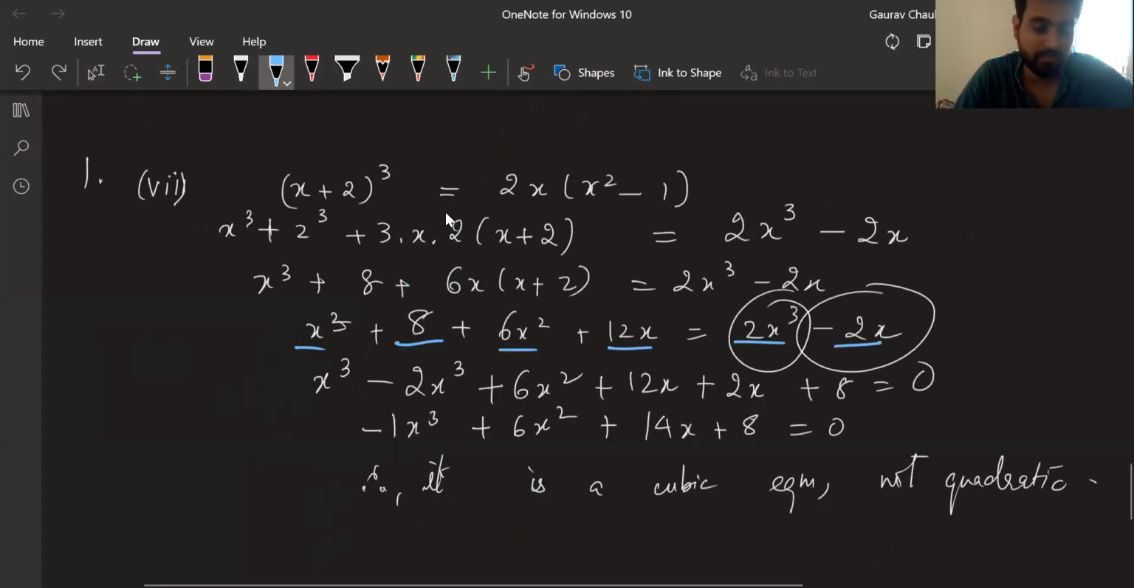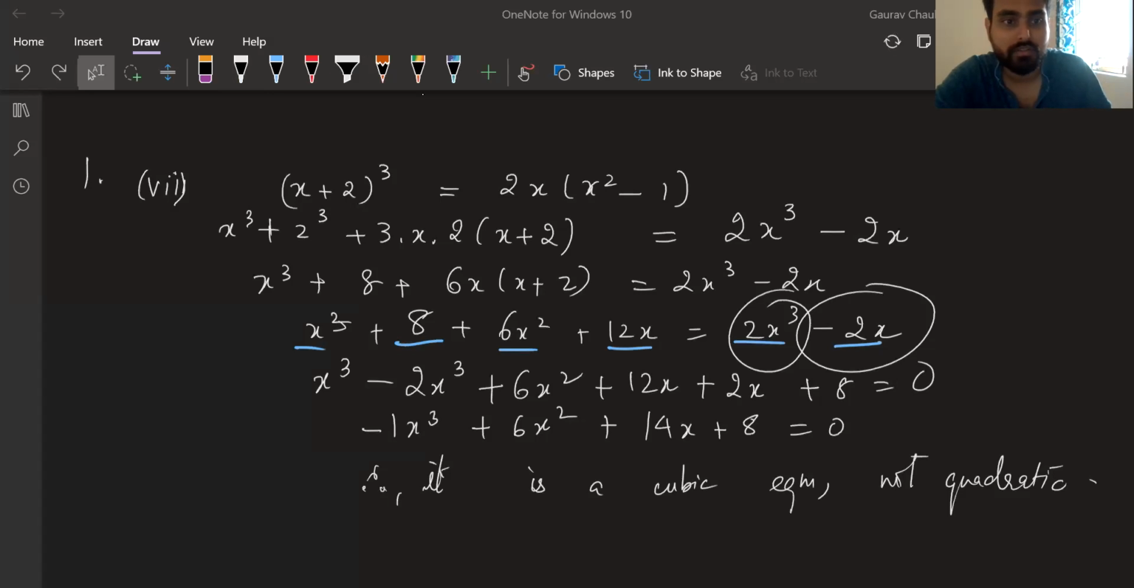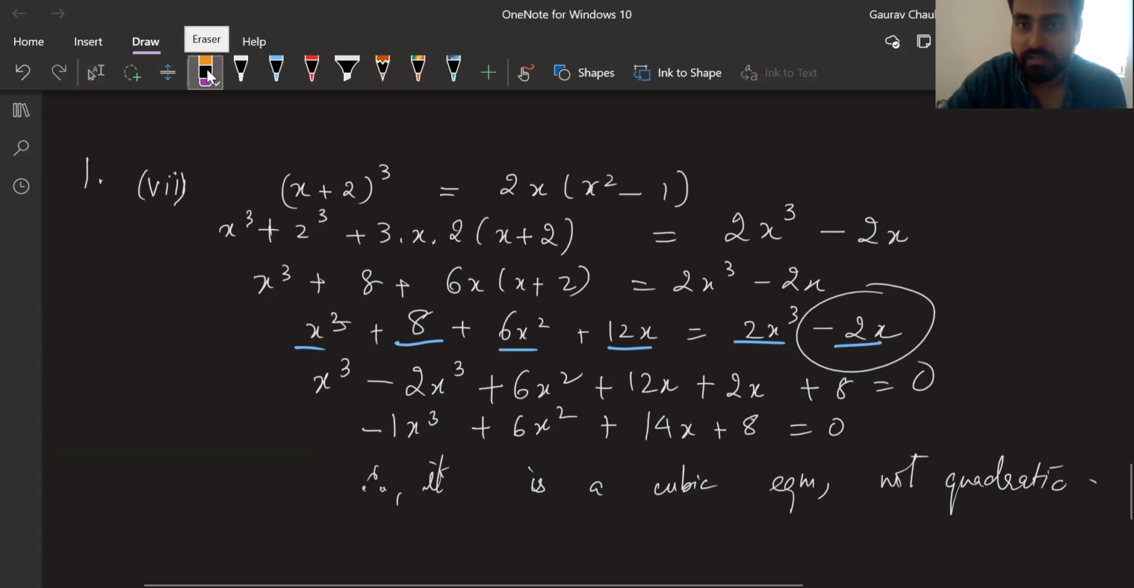Same thing is happening in question number 8 also. There we have the (a minus b) formula. Abhi, what I told just now, is that clear? I hope that's clear. Just give me a thumbs up.